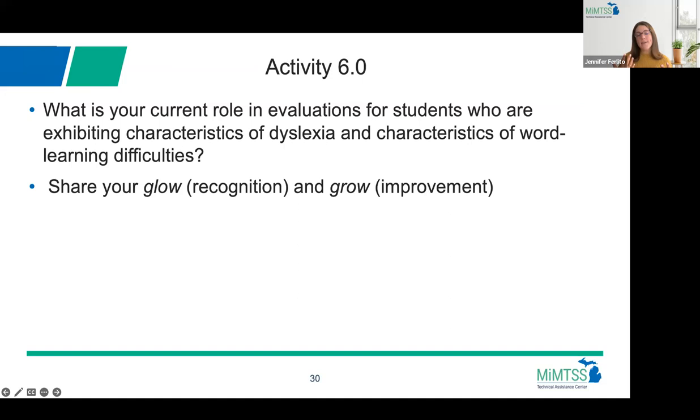My glow was probably that I had pretty good language evaluations. I wish I grew in how to strengthen my phonemic awareness evaluations and how that influenced a student's reading achievement. That would have been my area of improvement. And if you're not involved in a dyslexia evaluation at your school level, that's okay. It'll be really nice to hear from others to see if anyone is.